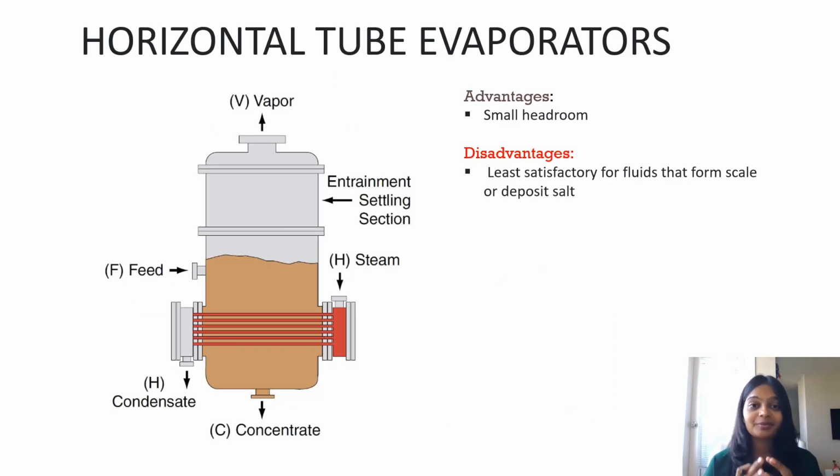Now we are going to learn about horizontal tube evaporators. These are one of the oldest types. Here it is called a horizontal tube because the steam flows in the horizontal tube. The major advantages are that it has a small headroom and requires less space. The disadvantage is that it cannot be used for fluids that form scale or deposit salt.